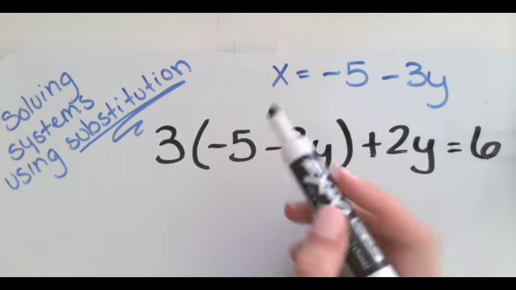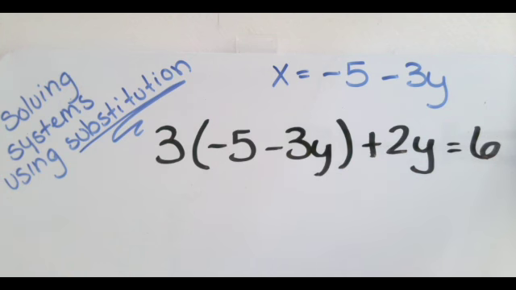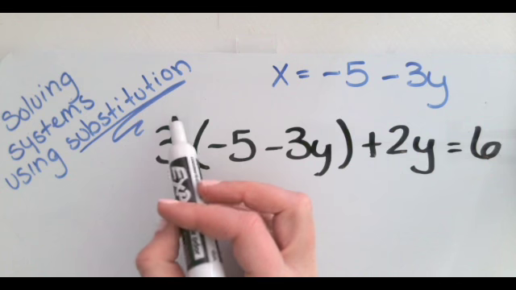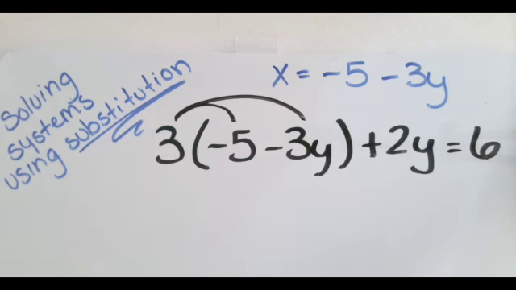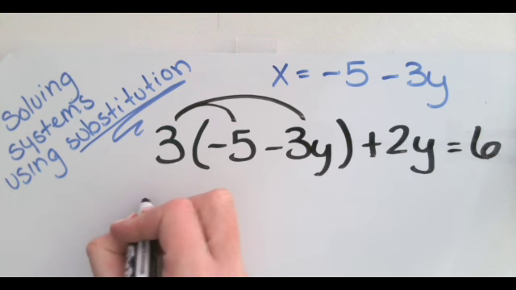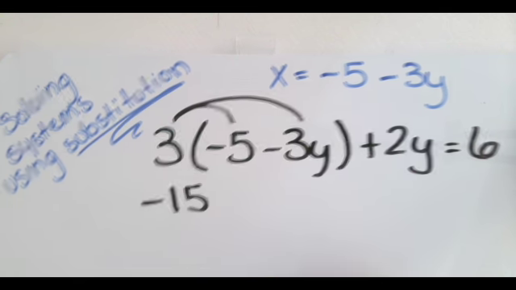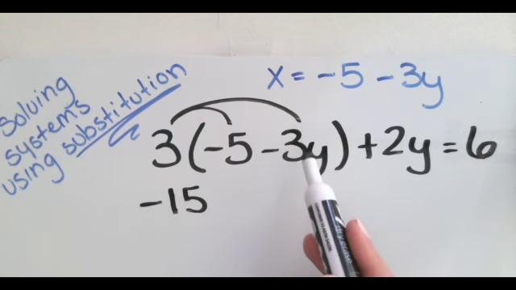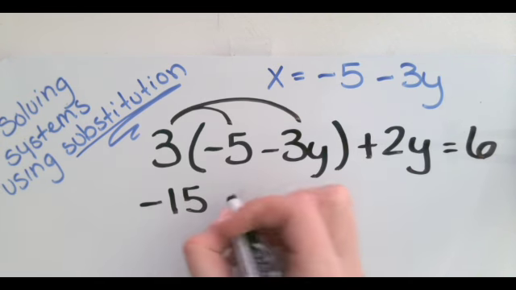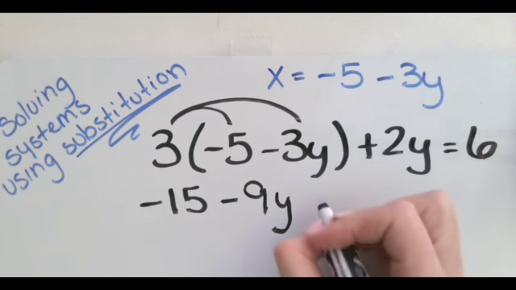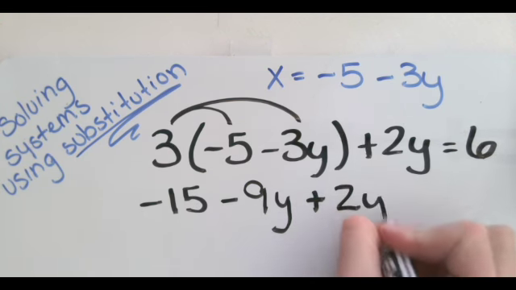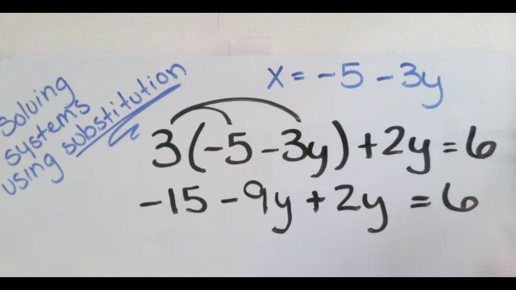All right, so I have this equation that I'm going to solve as if it were just one equation that I was solving for y. I'm going to start by using the distributive property because that's always what I do first. So I have 3 times negative 5, which gives me negative 15. I have 3 times negative 3y, which is equal to negative 9y. This stays the same, it's not in the parentheses, so I just put 2y equals 6. I just copy it down the way that it was.